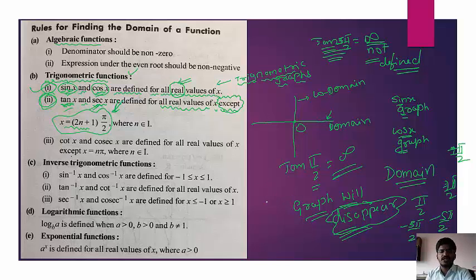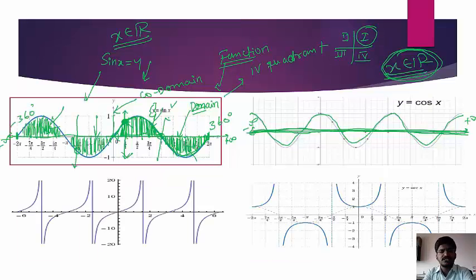If tan becomes infinity, the graph will disappear. If the graph disappears, it should be considered that the function is not defined. So those particular points have to be removed from your domain. That's why they are removing x equal to (2n plus 1) pi by 2. If they remove this, then the domain will be well defined. So now let us see the graph of that. Okay, see here. This is the tan x graph.